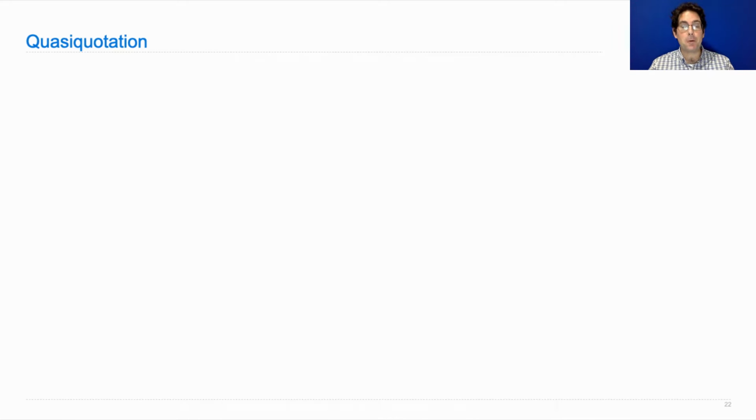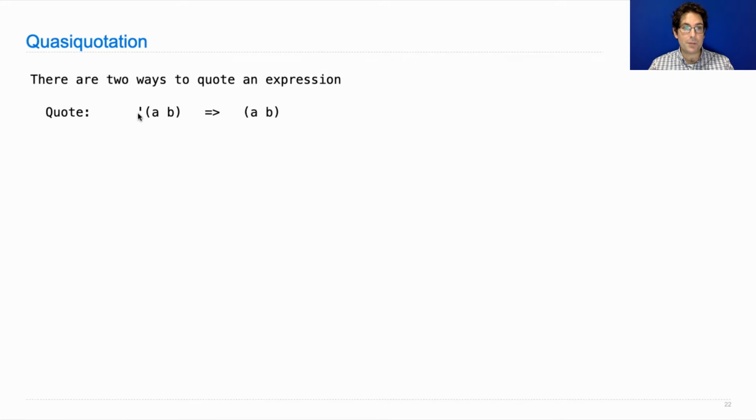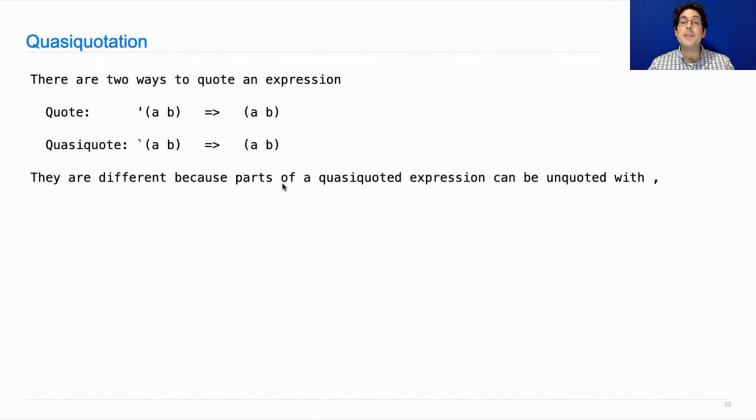Before we do that, I'm going to teach you one more feature called quasi-quotation, which is a lot like the quotation you already know. But there's an important difference, which is that you can unquote parts of a quoted expression. So there are two ways to quote an expression. You can use quote, which we saw before, or you could quasi-quote, which is represented using the backtick symbol, which is in the upper left corner of your keyboard. And in many situations, it does the same thing as quote. But here's the difference. Parts of a quasi-quoted expression can be unquoted using the comma symbol, which is the unquote symbol. So this is quote, this is quasi-quote, this is unquote.